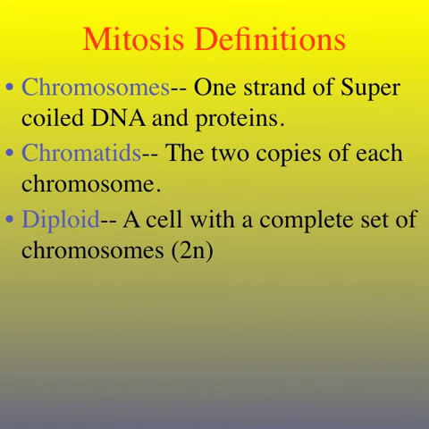A diploid is a cell with a complete set of chromosomes. It's 2N. It's a normal regular cell. Almost all the cells in your body are diploid. They have two complete sets of homologous chromosomes.